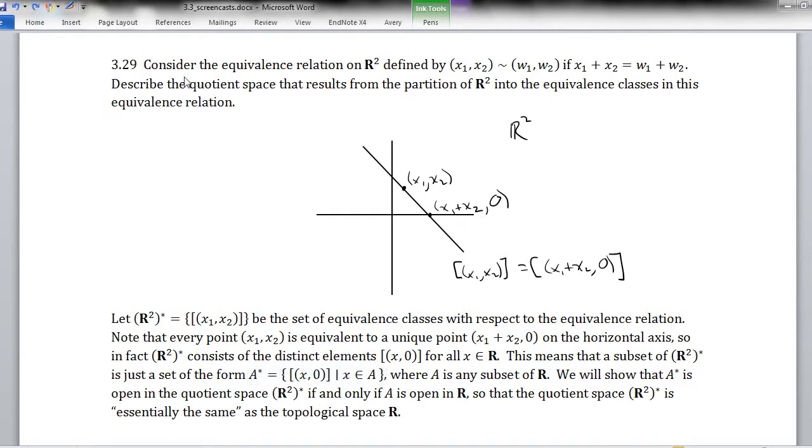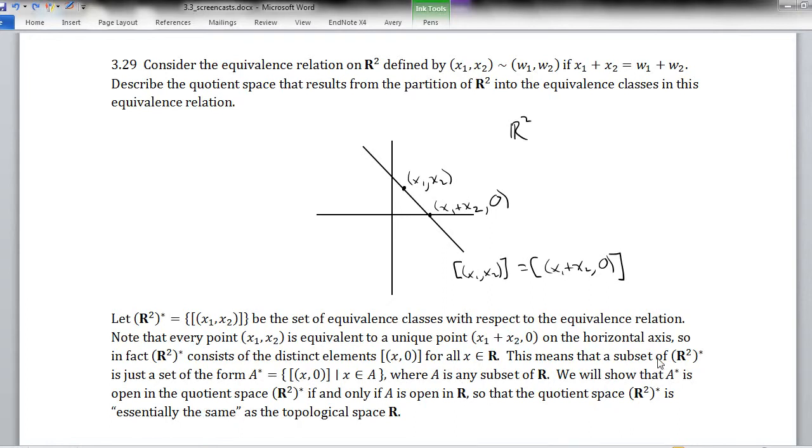Now, we're supposed to describe the quotient space, so we've got to say when a subset A star of R2 star is open. We're going to show that A star is open in this quotient space if and only if the set A that it comes from is open in the real numbers. Okay? So this quotient space R2 star is essentially the same as the topological space R that we all know and love. Now, this phrase "essentially the same" here in quotes.